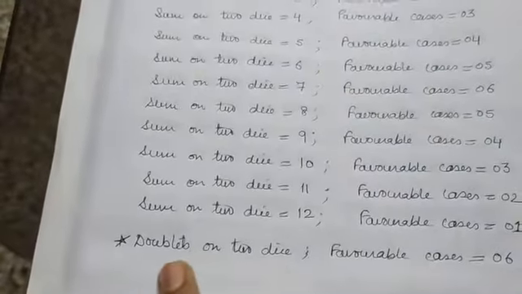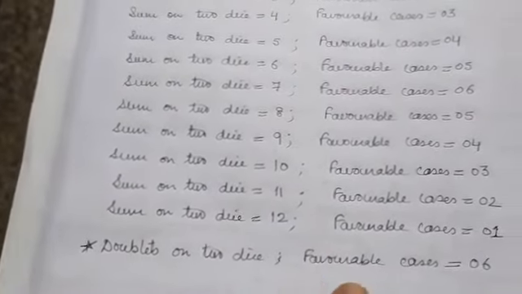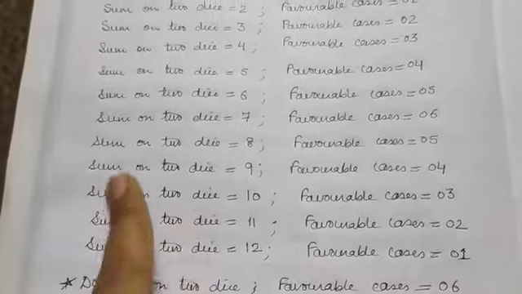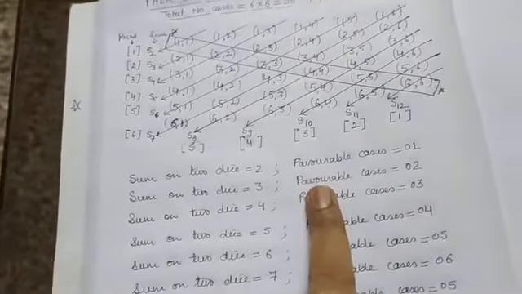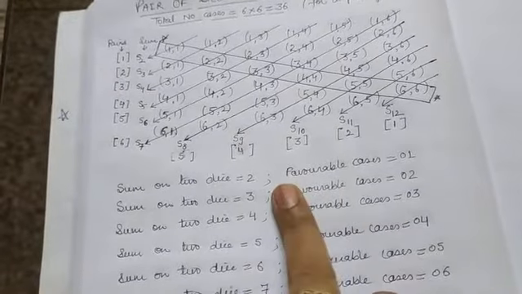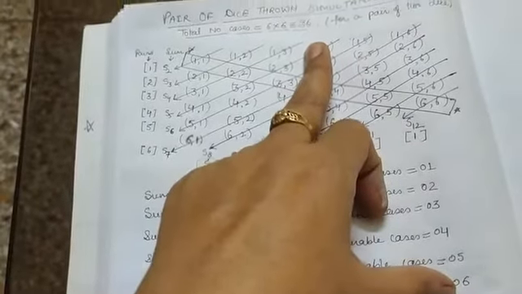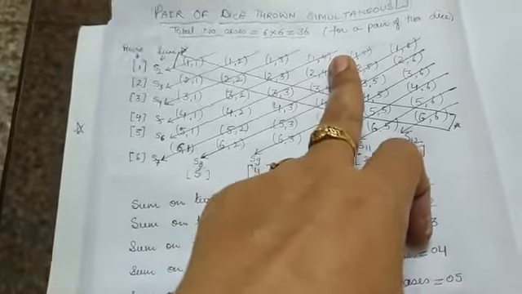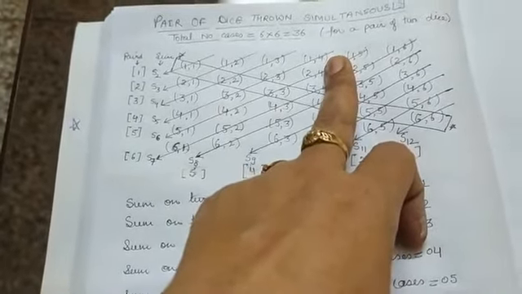So whenever doublets are there on the two dice, the favorable cases would be 6. So I think you must have got this whole process of calculating the number of favorable cases and total number of cases in case of a pair of dice when they are thrown simultaneously. Now we will directly move towards the numericals.